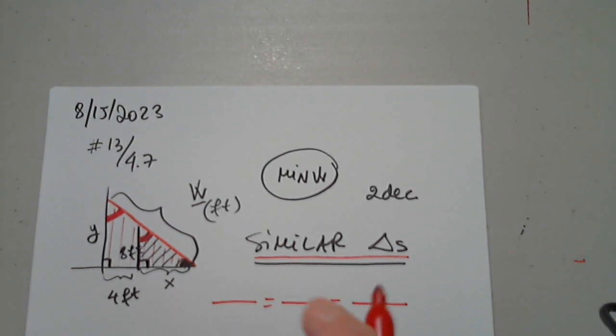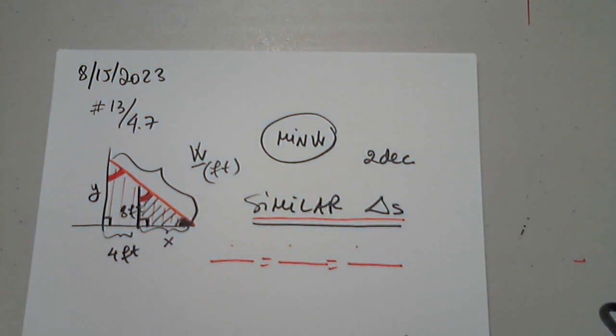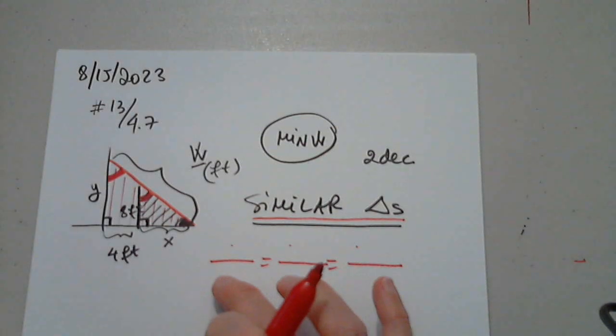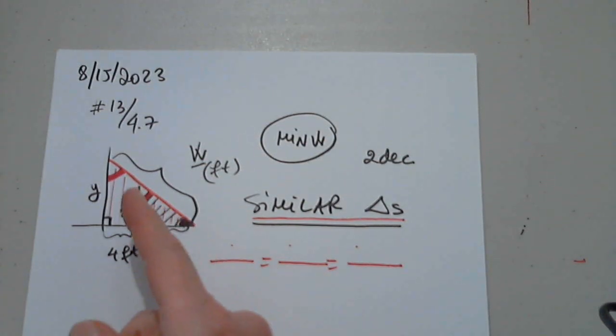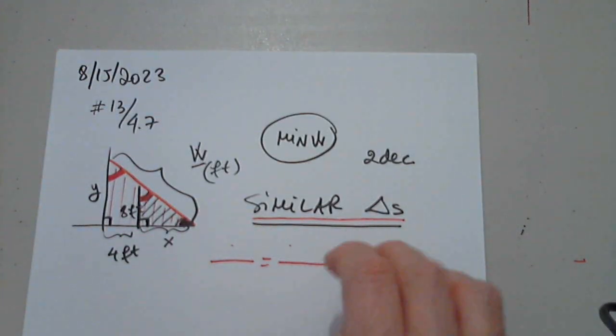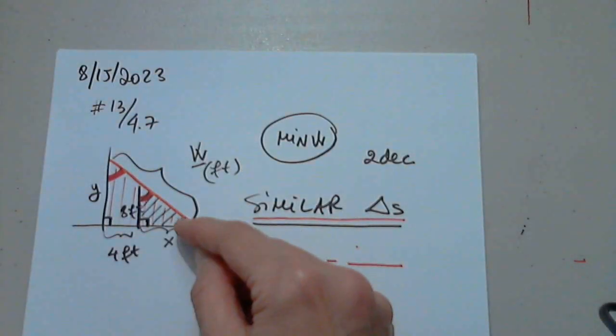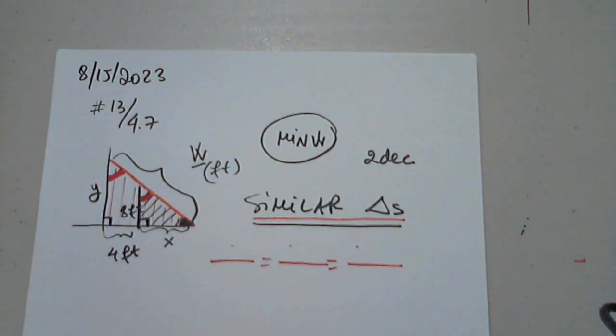I have to be very careful how I write the proportions, because all the top sides have to come from the same triangle, and all the bottom sides have to come from the same triangle, in a particular order. So I'll start with this angle. The opposite leg in the small triangle is 8, with the small triangle at the top and the big triangle in the denominator. The opposite of the same angle in the big triangle is y. So I already have 8 over y.